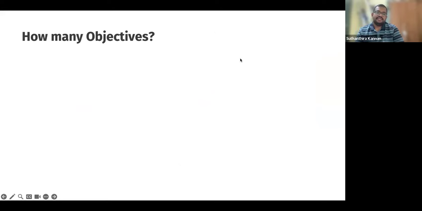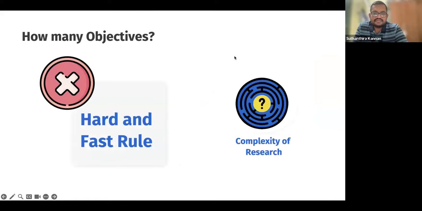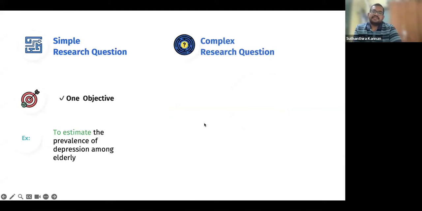How many objectives should be written? There is no hard and fast rule. You can write any number of objectives, nothing wrong. But when you write more than 2 or 3, it will increase the complexity of the research. For a simple research question, one objective. Suppose to estimate the prevalence of depression among the elderly, that is one objective. A complex research question can have more than one objective.